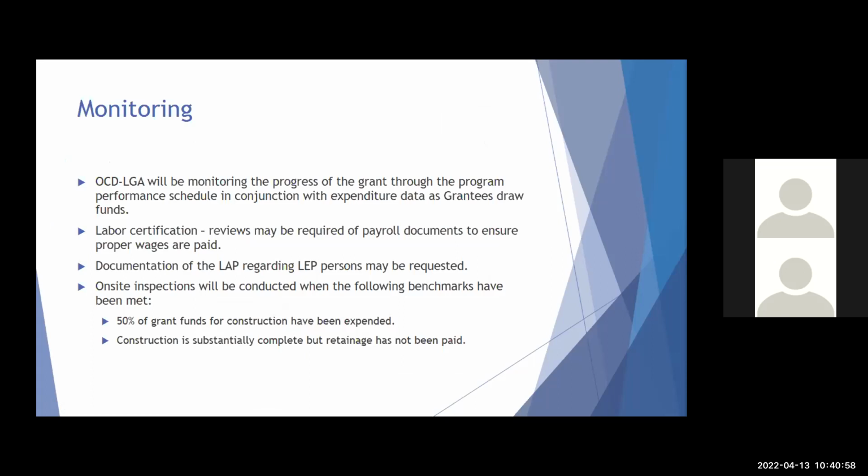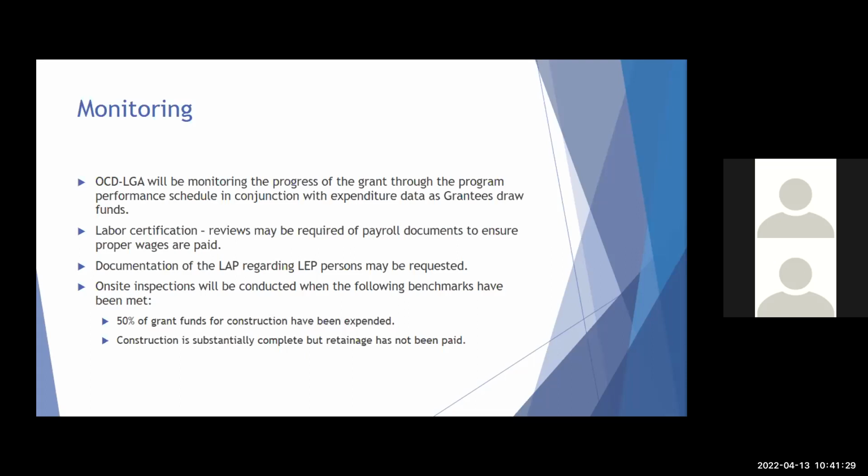So for monitoring, we will be monitoring the progress of your grant through your program performance schedule in conjunction with your expenditure data. Every time we get a request for payment in, we're going to compare it to your performance schedule and make sure that you're moving according to schedule. If we're not receiving requests for payments from you and we're reviewing your performance schedule and you're behind, we're going to contact you to determine why you're behind and what we need to do to get the project on track.